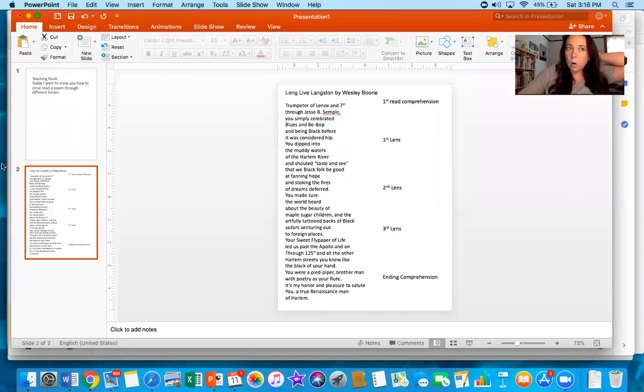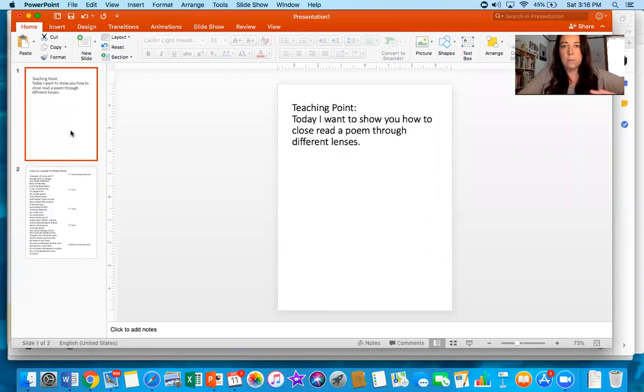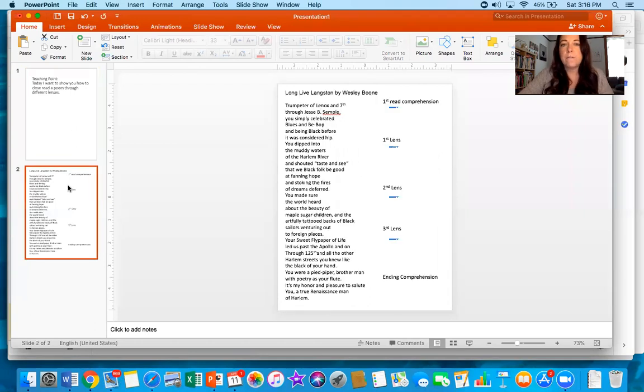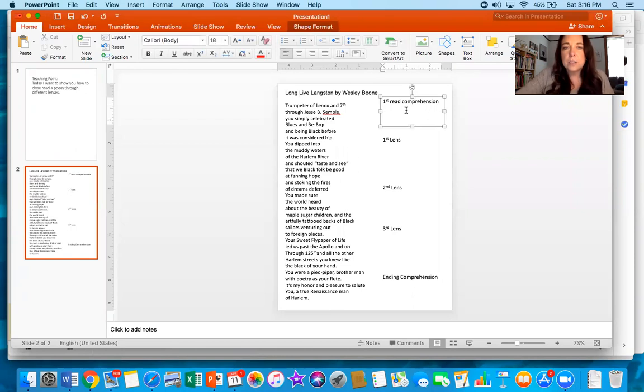In order to get started with this close reading in different lenses, the first thing we have to do is just read through the text. The first thing I'm going to do is show you what my initial thinking is about this, okay? So this is Long Live Langston by Wesley Boone.